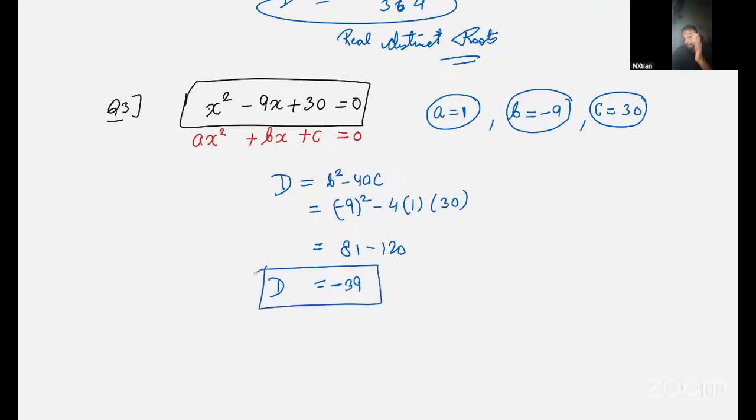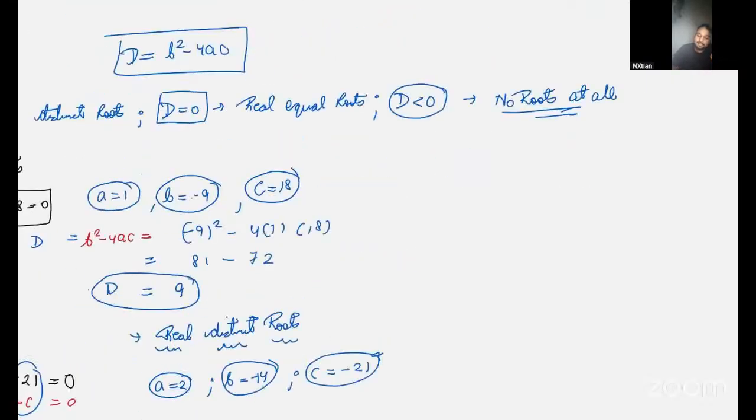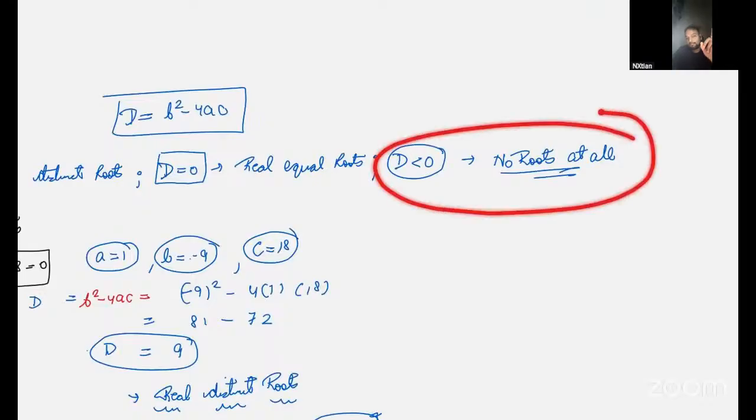Yes, so the D value is less than 0. Minus, you are getting, no? Less than 0. So if the value of D is less than 0, then what you have to write? You have to write no roots.